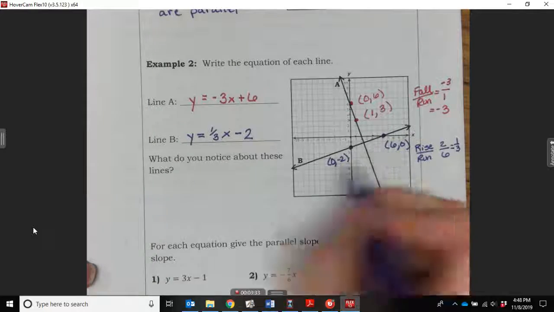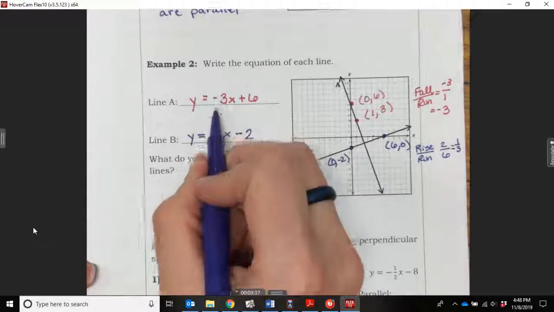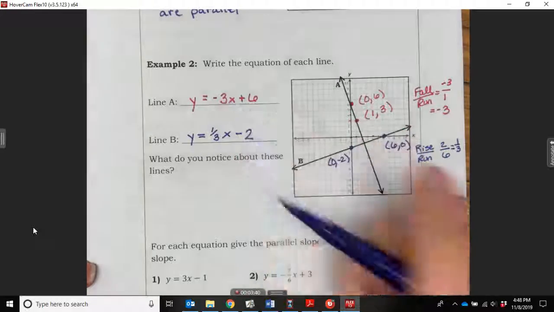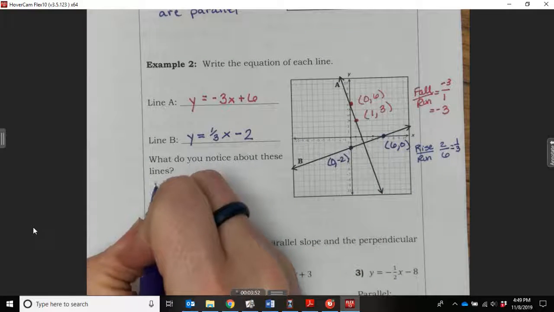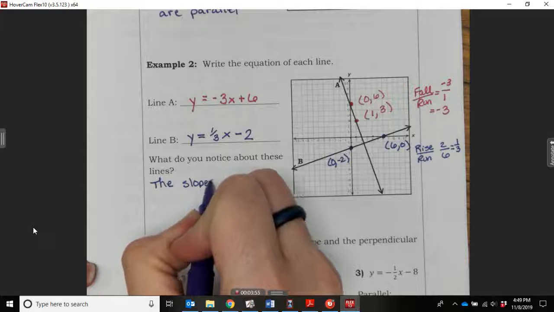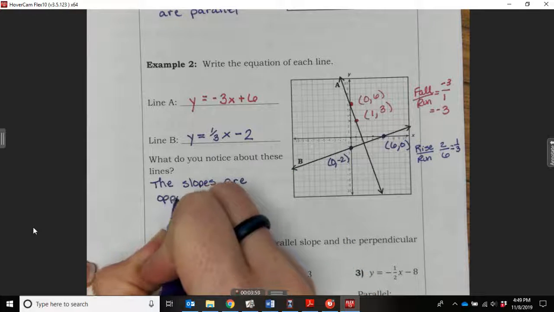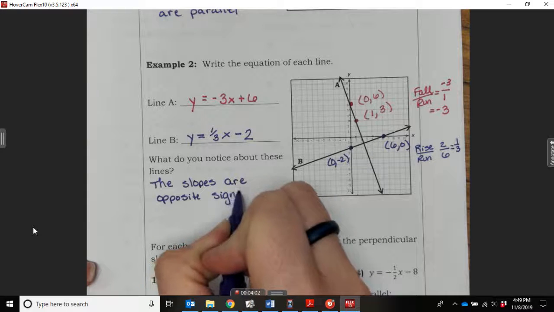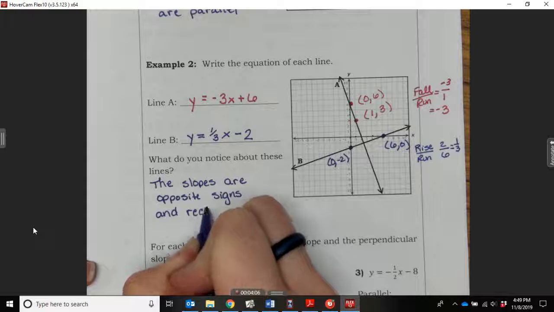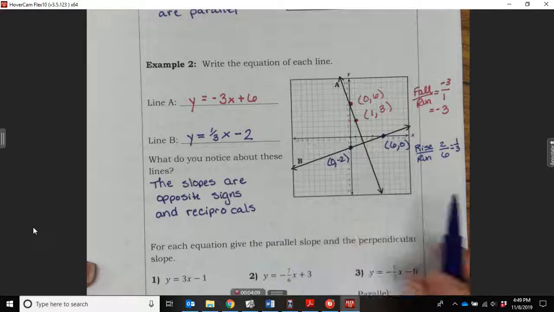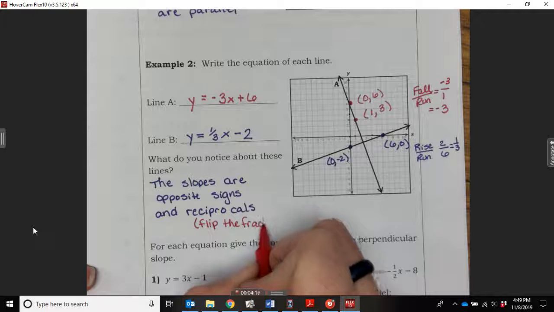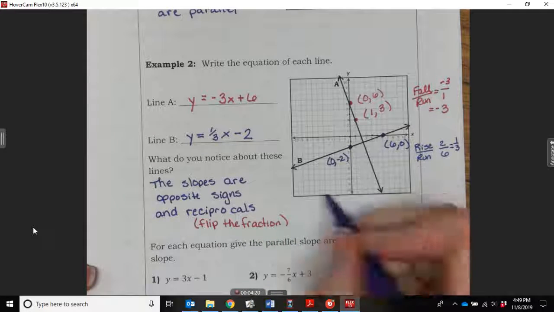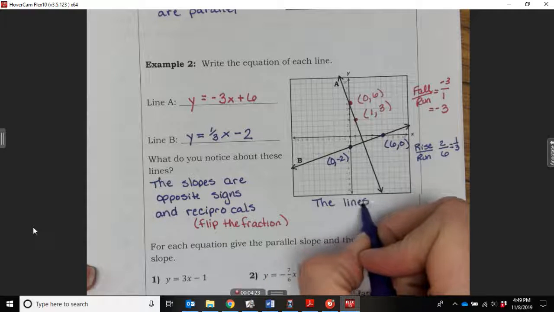And these lines are perpendicular because their slopes are the opposite sign and reciprocal, which means they flip the fraction. Remember, our fraction up here was negative 3 over 1. If I flip it upside down, now I have 1 over 3. So what do we notice? That the slopes are opposite signs and reciprocals. Okay, reciprocal meaning that you flip the fraction. So that means the lines are perpendicular.